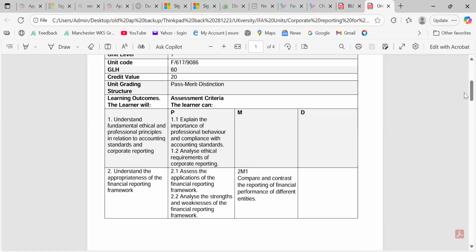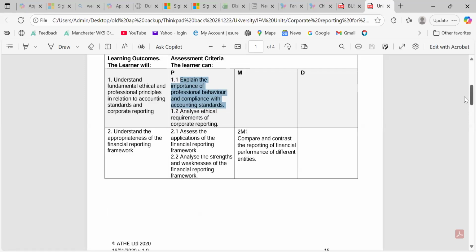In this lesson, we'll go through our LO1, learning outcome one: understand the fundamental professional ethics, the five professional codes of ethics, which we'll discuss. Those are very crucial, and as a professional person, we're supposed to follow these, whether you're a member of ACCA, AAT, IFA, or any other awarding body. Please explain the importance of professional behaviors and complying with the accounting standards. We'll discuss ethical requirements in corporate reporting. That's key for today's lesson.